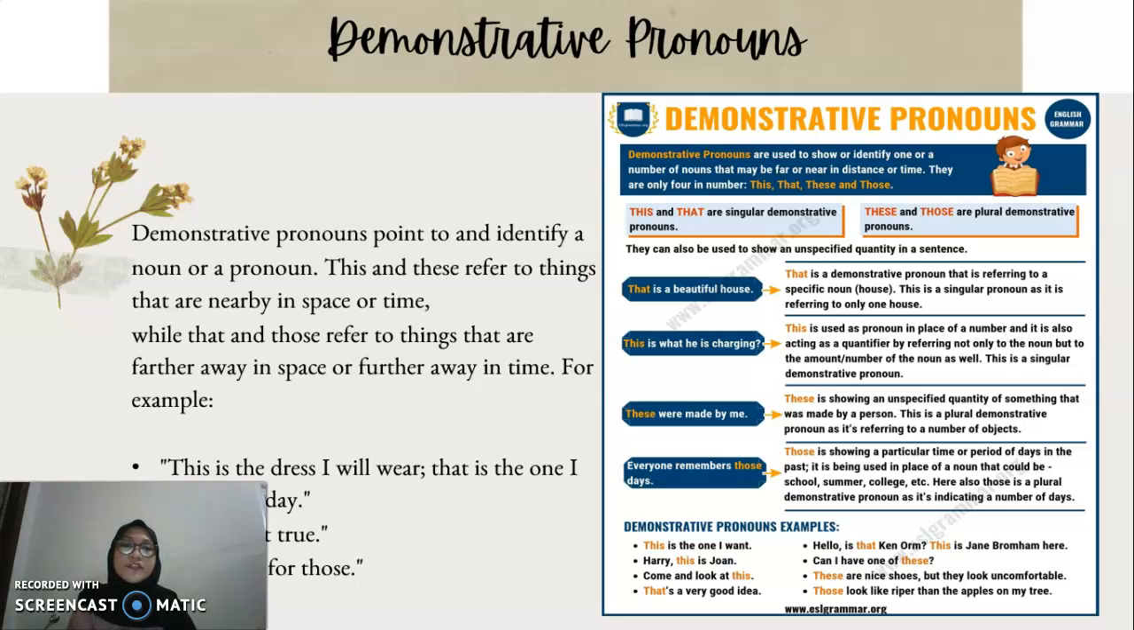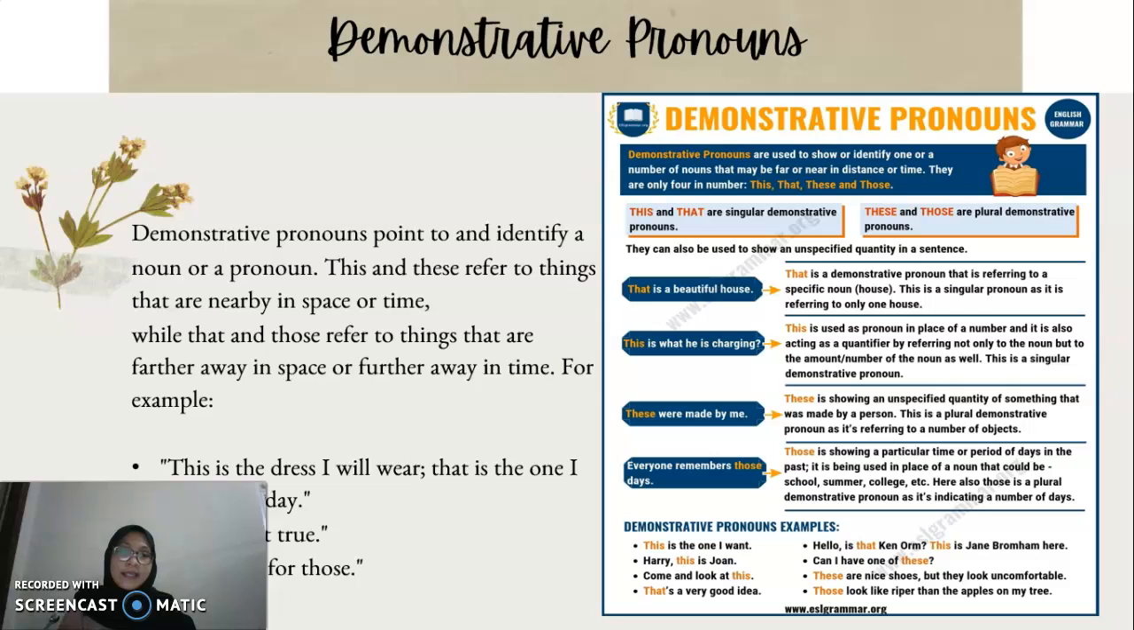They can also be used to show a specified quantity in a sentence. For example, "That is a beautiful house." That is a demonstrative pronoun that is referring to a specific noun, house. This is a singular pronoun as it is referring to only one house.